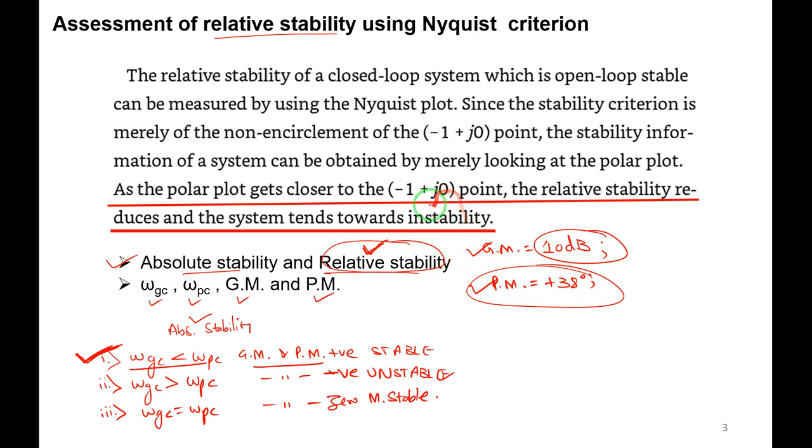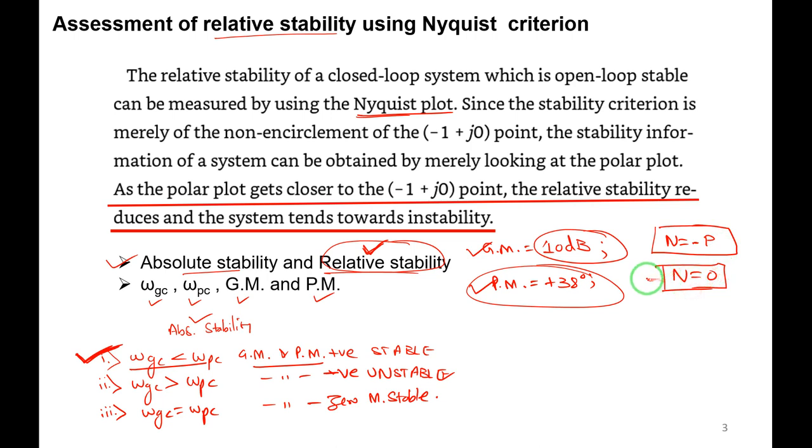Then we can analyze the relative stability of a closed loop system by looking at the Nyquist plot or polar plot. The polar plot is the basis for the Nyquist plot. We know the Nyquist stability criterion: N equals minus P. If none of the poles are lying in the right of the S plane, P is 0, because for the system to be stable none of the poles should lie in the right of the S plane. So N should be equal to 0 is the stability condition.